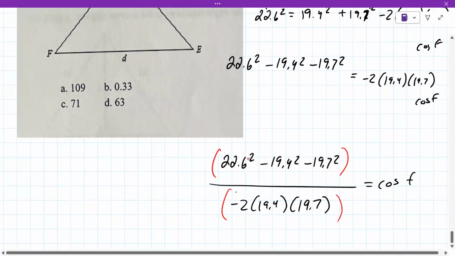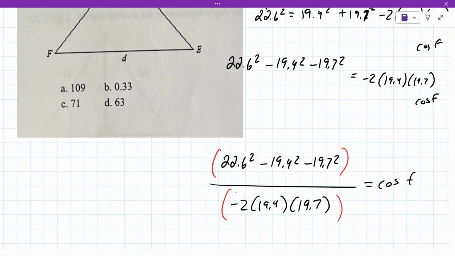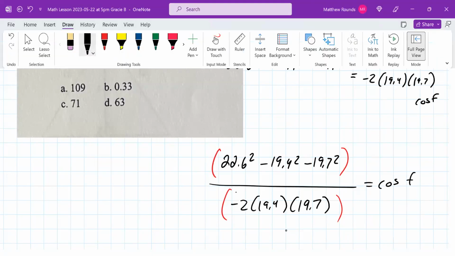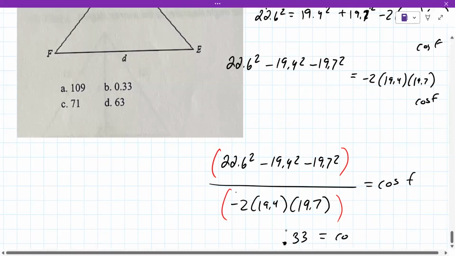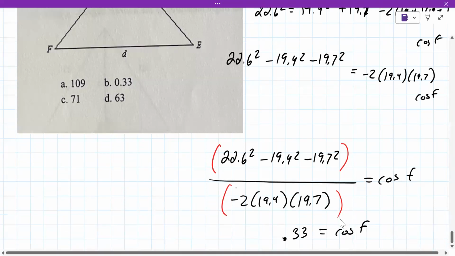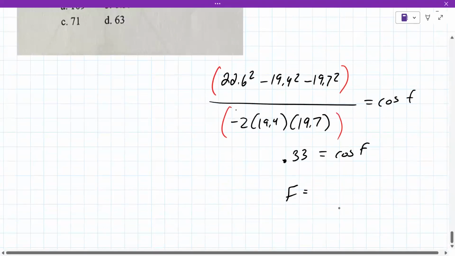Now I don't have this number, but let me get it. I got the whole thing. I'm going to give you that number in case you want to look at it later. It is, and this is really frustrating, 0.33. And that is one of the answers, but that's not the answer that you want. You have to then undo cosine with cosine inverse of 0.33. And you do end up getting 71 degrees.